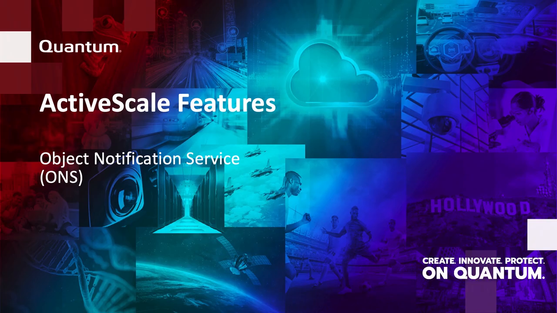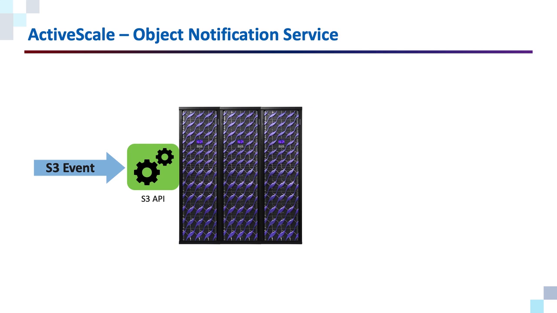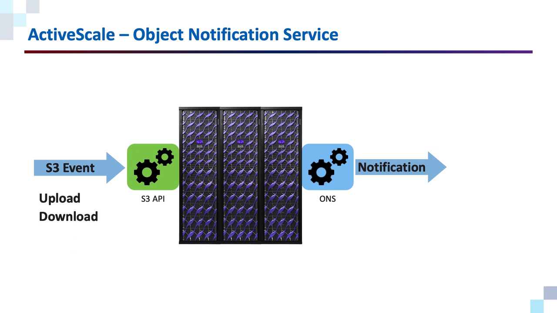In this short video, I'm going to demonstrate an ActiveScale feature called Object Notification Service, or ONS for short. This is a service that monitors your object store for changes and sends out a notification when an S3 event occurs. When activity happens at the S3 API, that action is considered an event, and that event triggers a notification. Applications can subscribe to these notifications and take action based on the event type. S3 events can be upload, download, copy, or deletion.